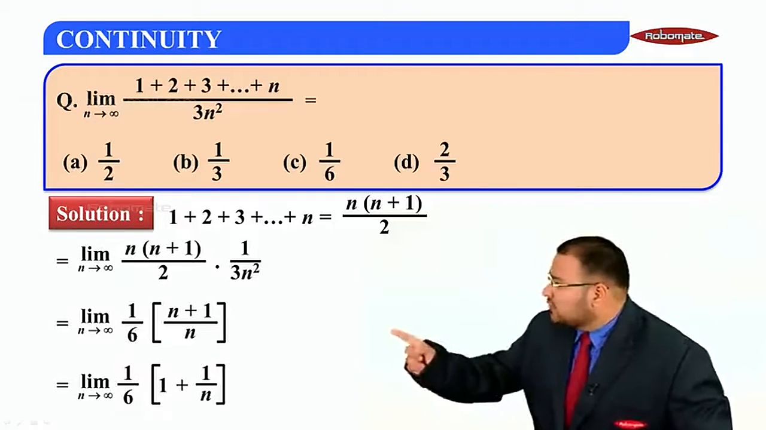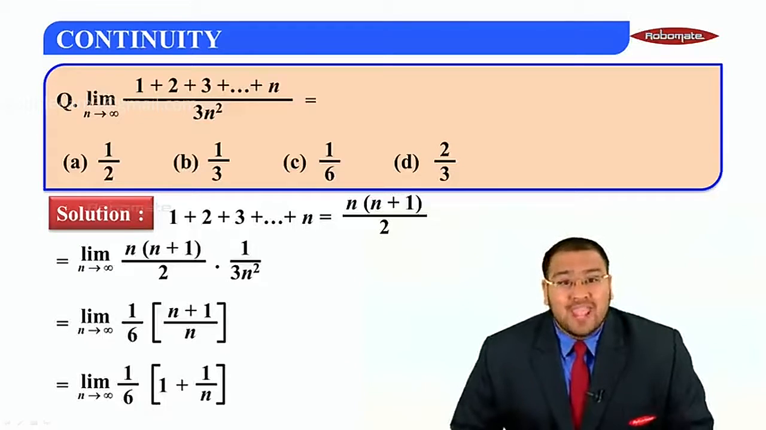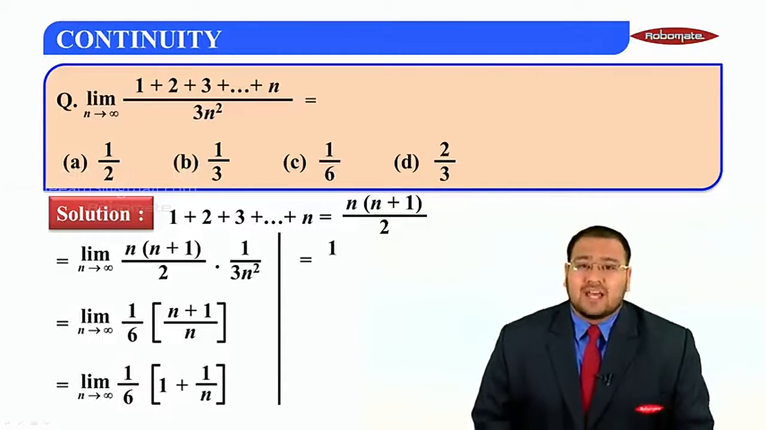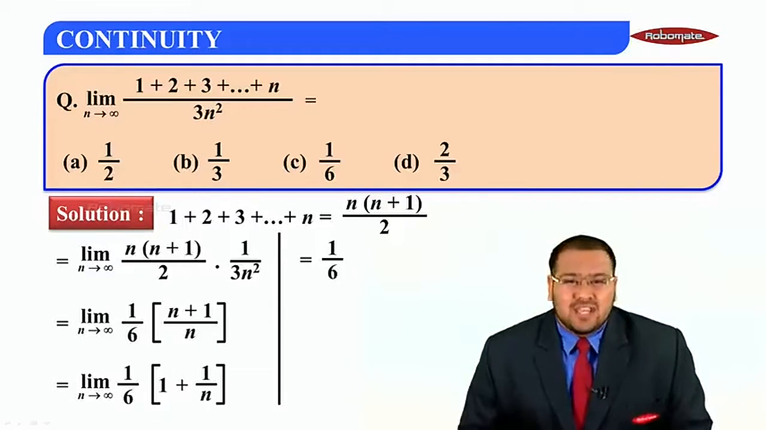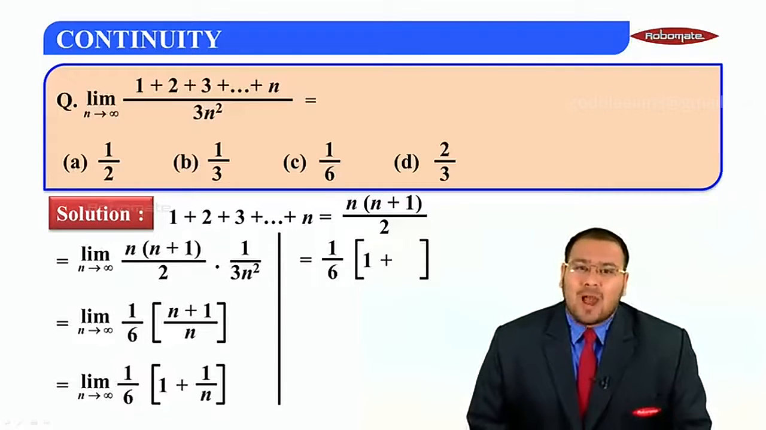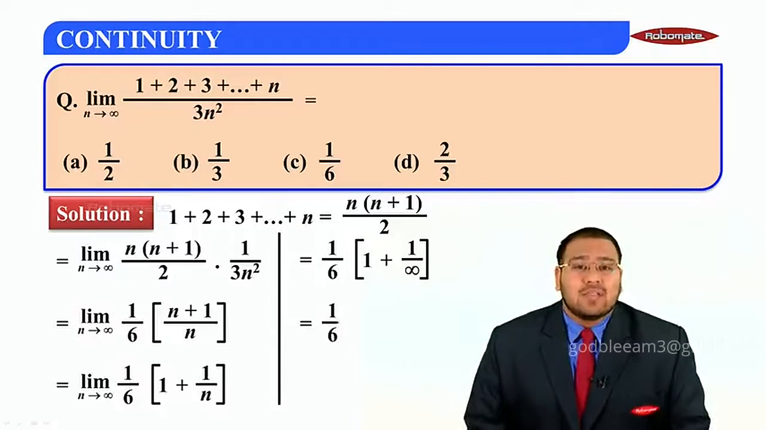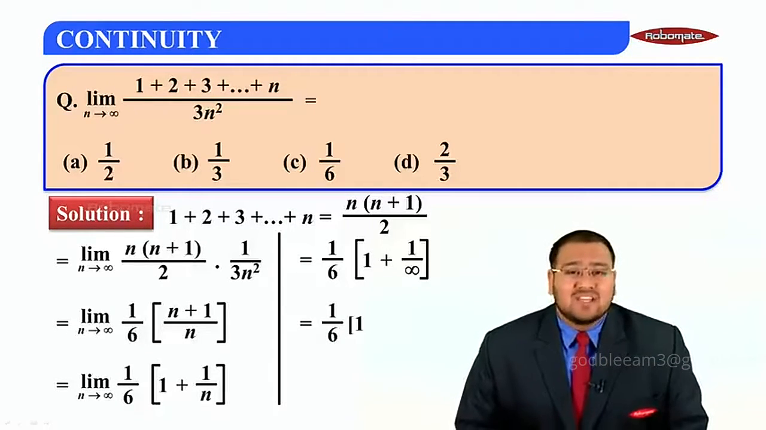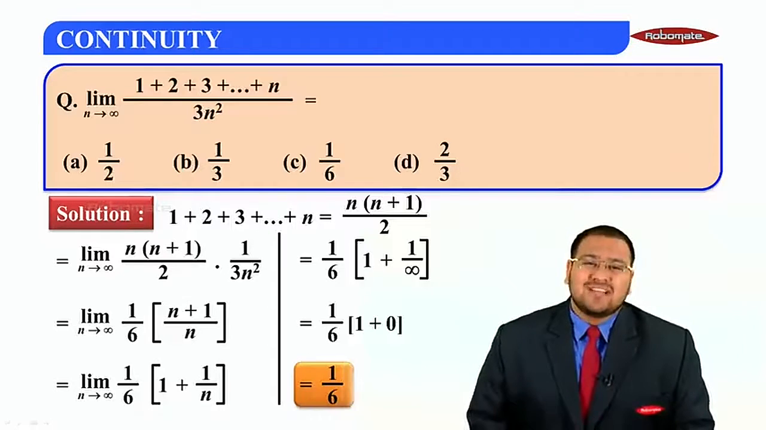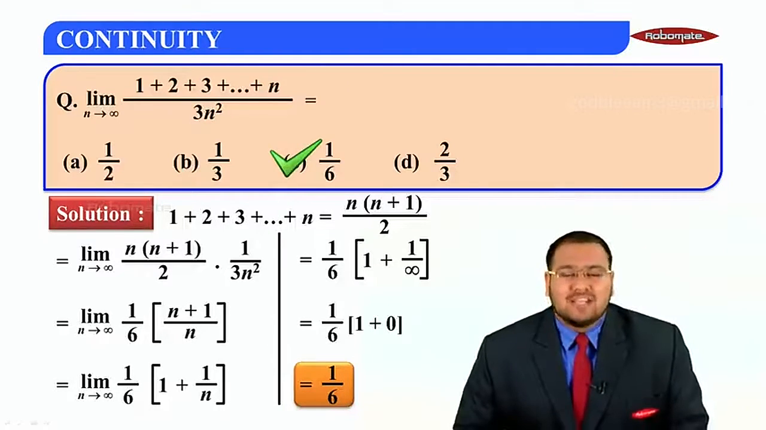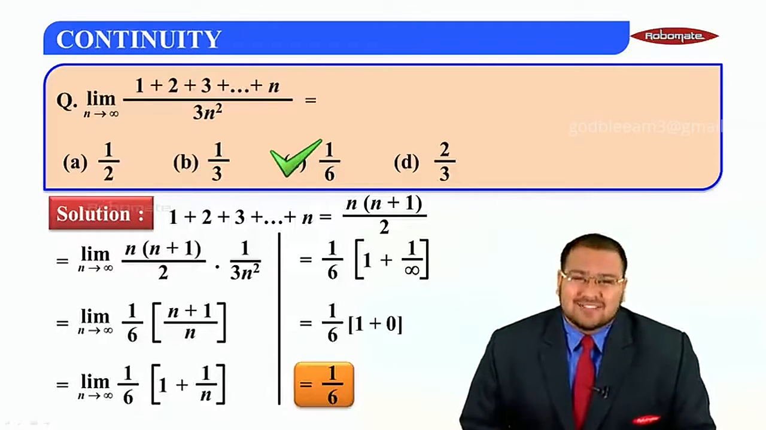In this case, n is tending towards infinity. So as a result, 1 by infinity is 0, and hence 1 plus 1 by n, since you have 1 by n, the equation would be 1 by 6 into 1 plus 0, which is nothing but 1 by 6, and hence option C is the correct answer.